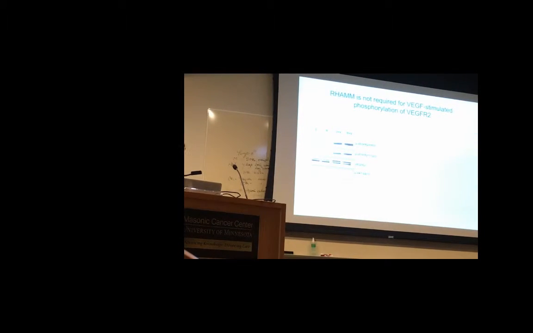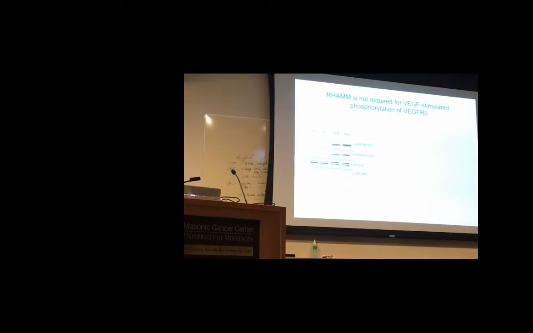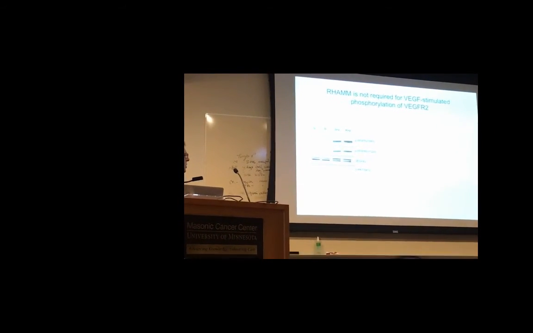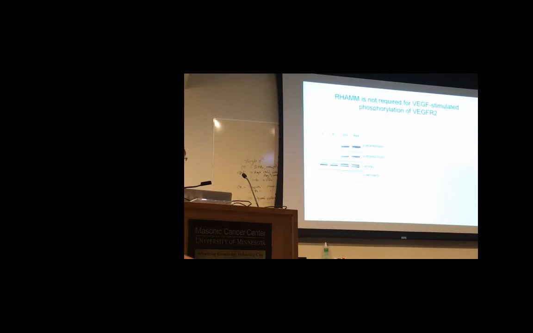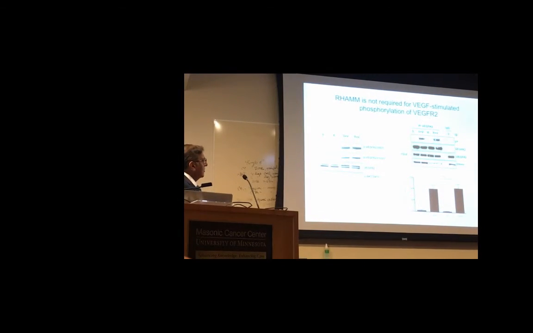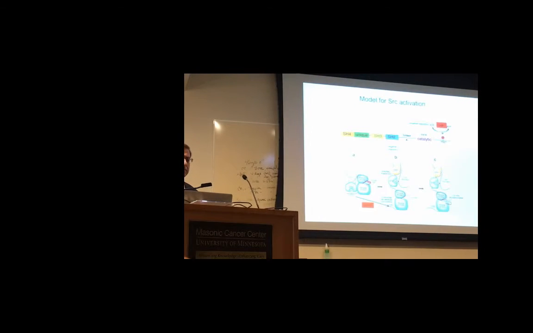Was it affecting the phosphorylation of the VEGF receptor? We took specific antibodies that are known to regulate migration, and there was no effect of RHAMM knockdown. And then if you pull down, IP, the entire VEGF-R2 and looked at phosphotyrosine, that wasn't affected either, suggesting that RHAMM was not involved in the phosphorylation of the receptor.